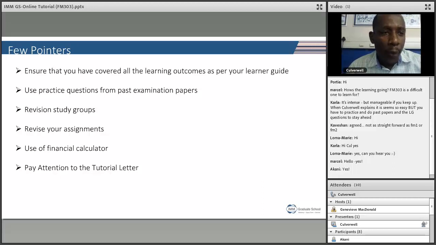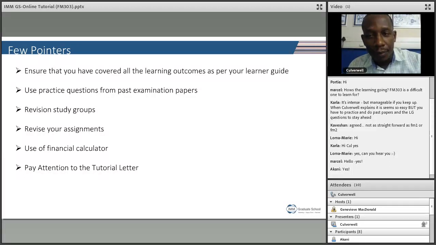Just a quick few pointers as I prepare you guys for the exam, and also what one needs to do as you prepare yourselves for the exam. The first point is, you should ensure that you have covered all the learning outcomes as per your learner guide. Of course, that is so important.